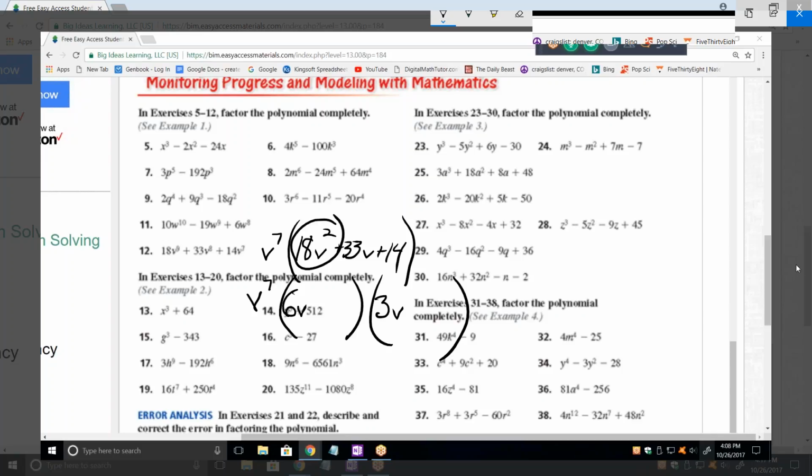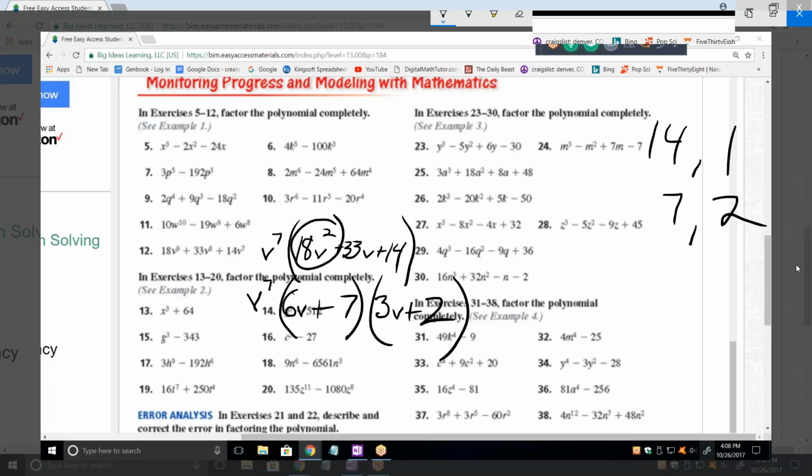Now, what are both signs? That's the second step. Positive. Now, what factors of 14 do we have? Which one should we try? 7 and 2. What does that produce for a middle term? 2 times 6 is 12. 33v. Perfect.